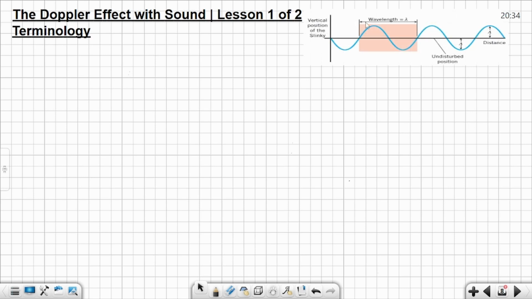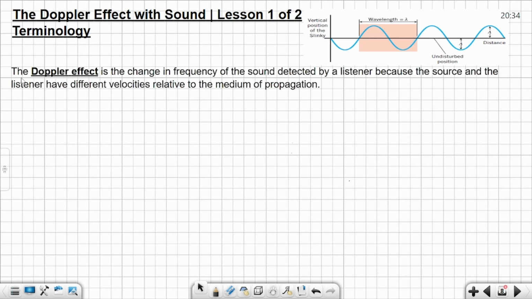I'm going to need this to explain some of the terminology. The first one is the Doppler effect is the change in frequency of the sound detected by a listener because the source and the listener have different velocities relative to the medium of propagation. Can you read that again and try to understand what the statement is? So if you are asked to state the Doppler effect, this is what they require you to give.